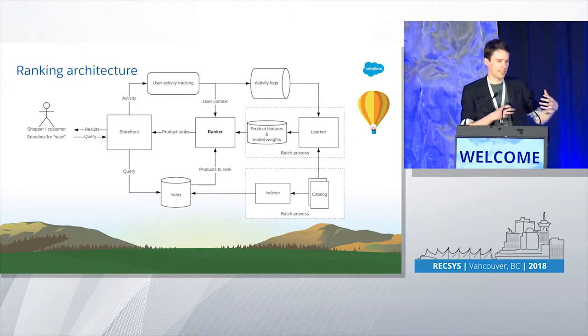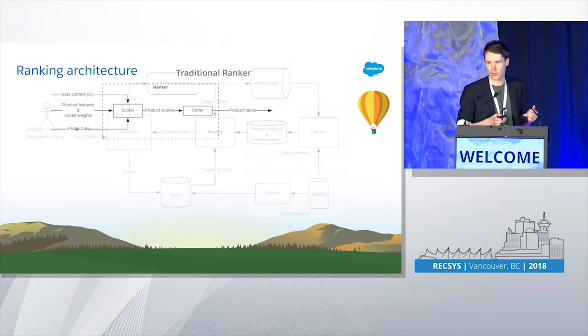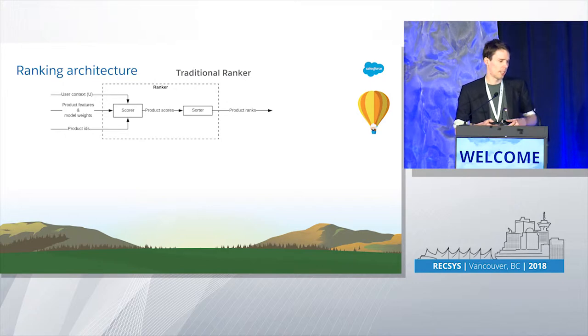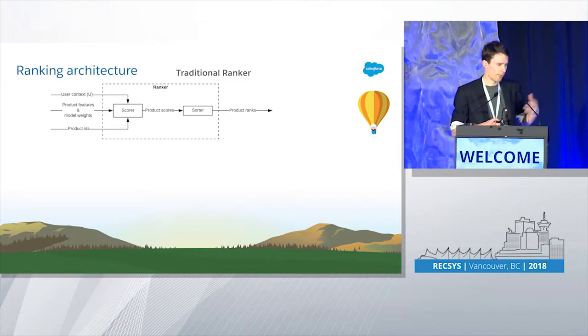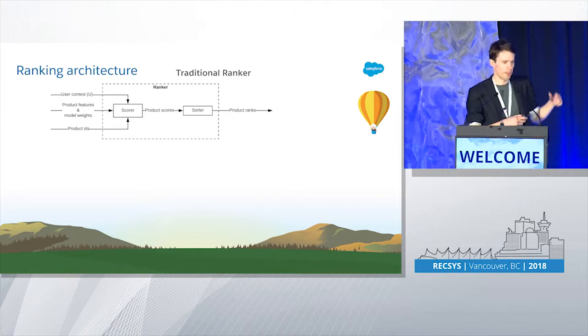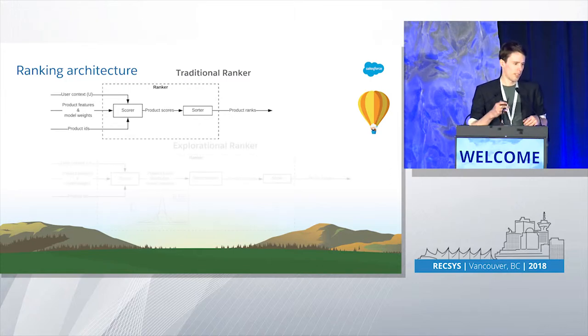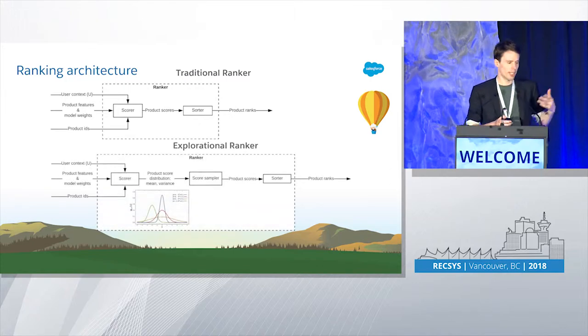And so the ranker then takes these different inputs and it tries to produce the best ranks for some measure that we want to optimize for. So if we zoom in now on the ranker, then the traditional ranker system will be looking like something like this, where you have the user context and the product features, the model weights coming into the left, and the different products you want to score. And then you score them with some function that emits out the scores, and you then just sort them, and here go your ranks.